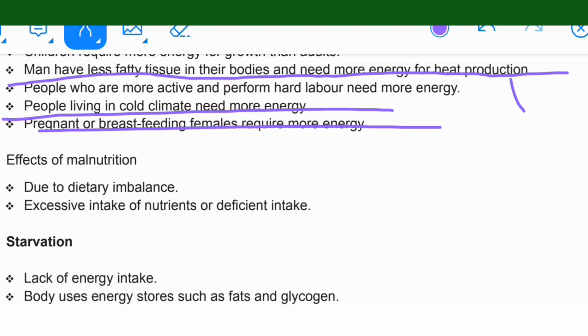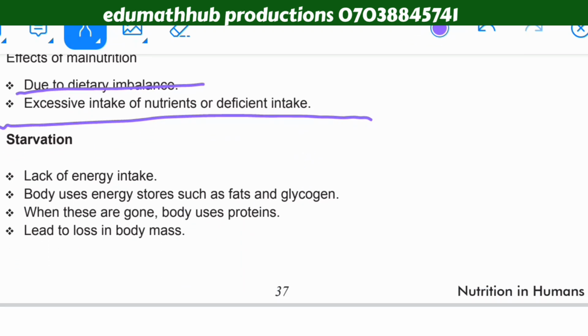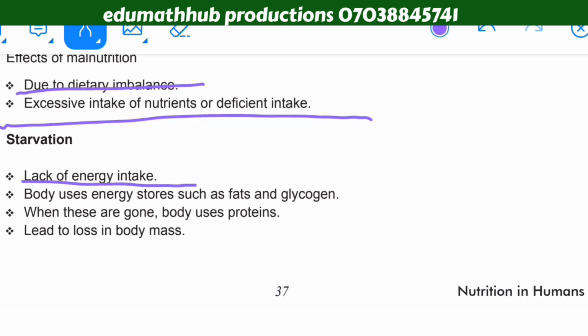The effect of malnutrition. So malnutrition can result from dietary imbalance, okay, or excessive intake of nutrients, or deficient intake. Eating a food that is not balanced in terms of the 7 classes of food can result in what is called malnutrition. Then talking about starvation. Starvation is the lack of energy intake. You're eating food that is not rich in either carbohydrates, proteins, or fat.